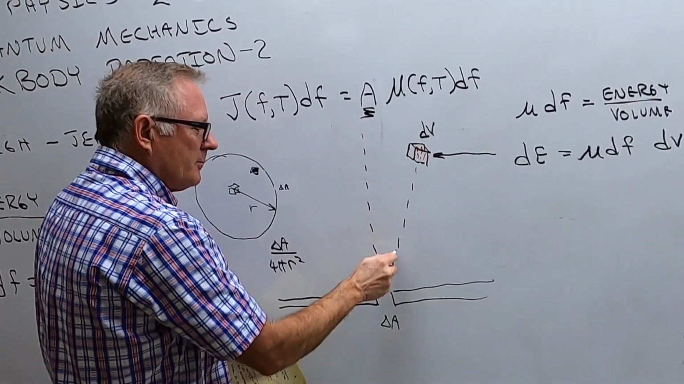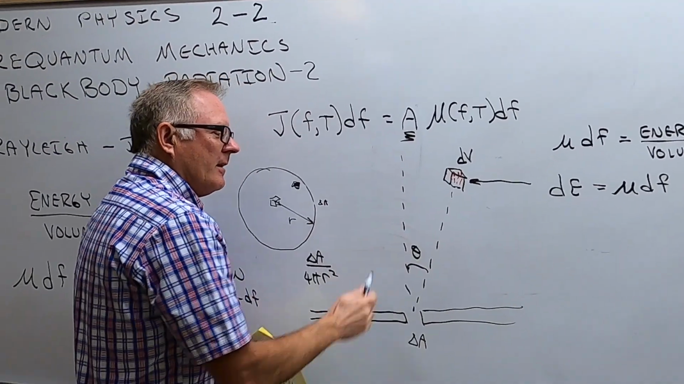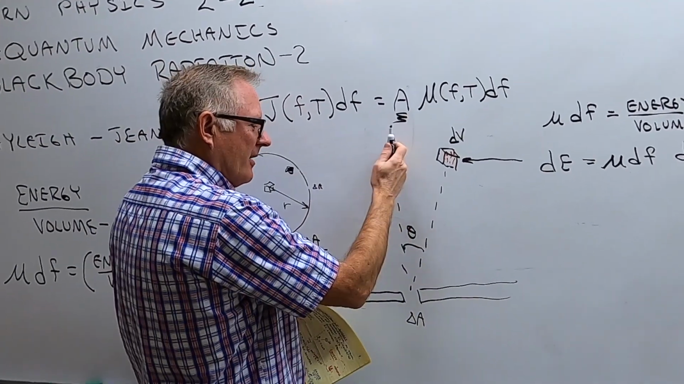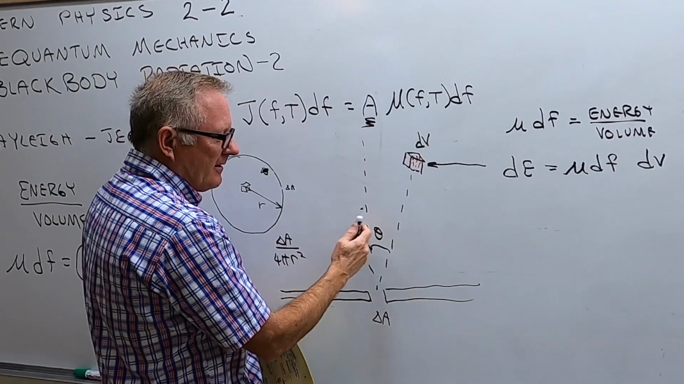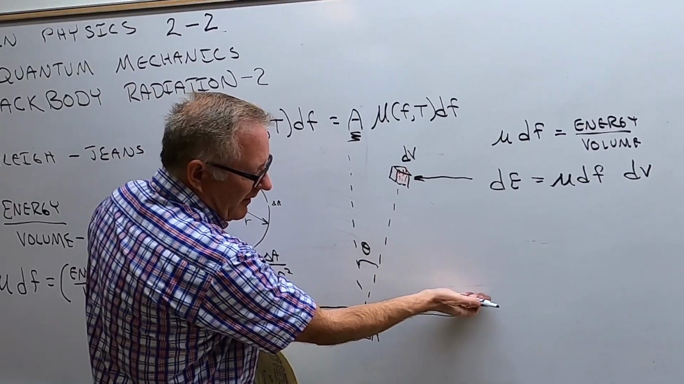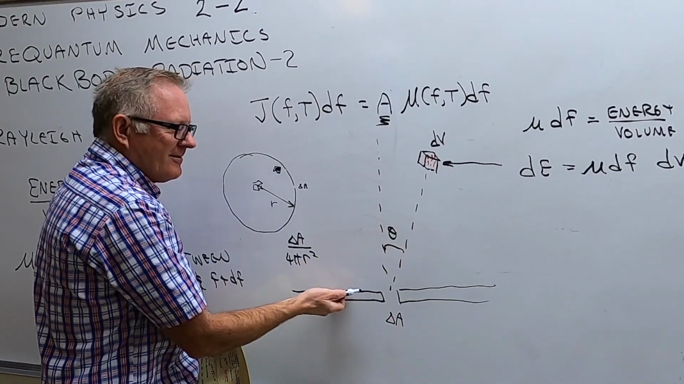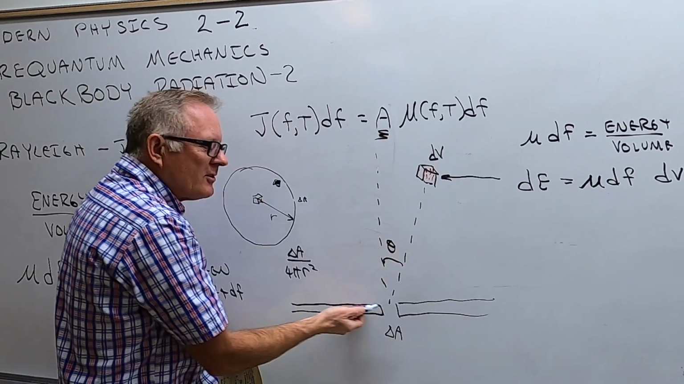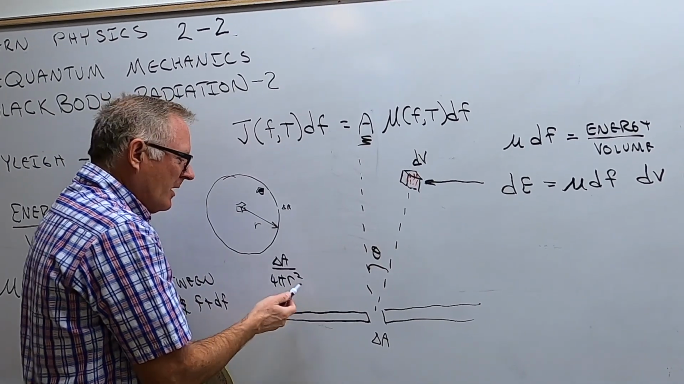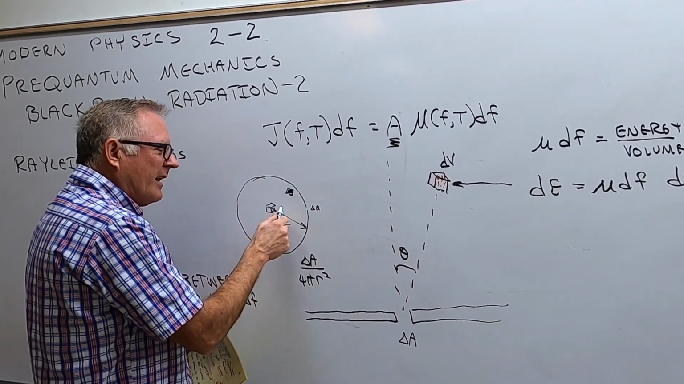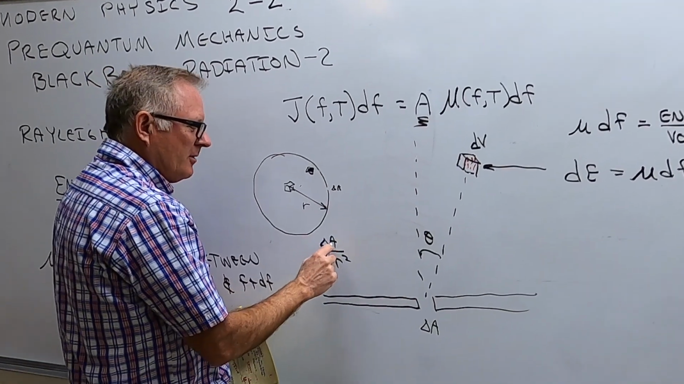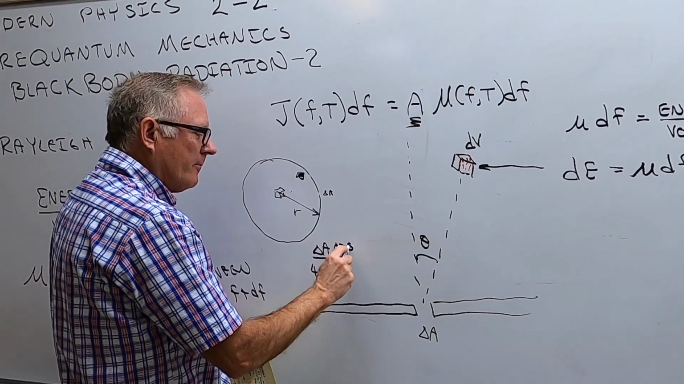If we put this theta right here, why? When theta is 0, you see most of the area. As theta gets bigger, when you get way over here, cosine of 90 is 0. The hole looks really small right there. So if you're off-center, which we are over here, it should be dA cosine theta.